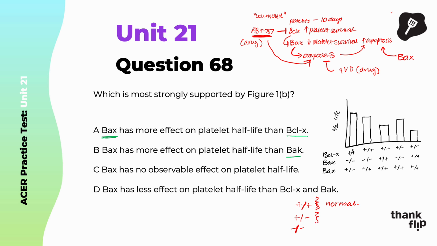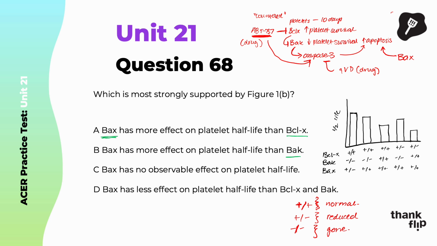Then you have plus minus. So plus minus is a partial knockout where you're partially reducing the activity of that gene and therefore you're partially reducing the activity of this particular protein. And so that means that the effect of the protein is going to be reduced. Then minus minus is a complete knockout. So you're completely knocking out this gene, which means that the activity of the protein is completely gone. Okay? So that's what this means.